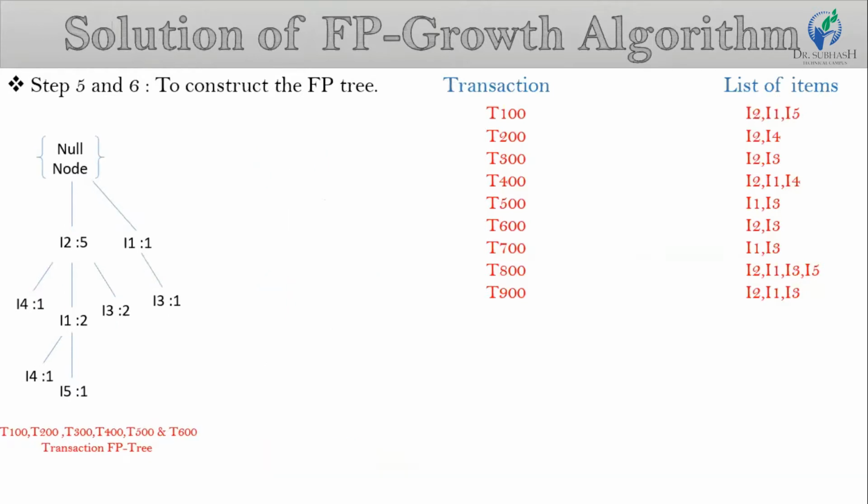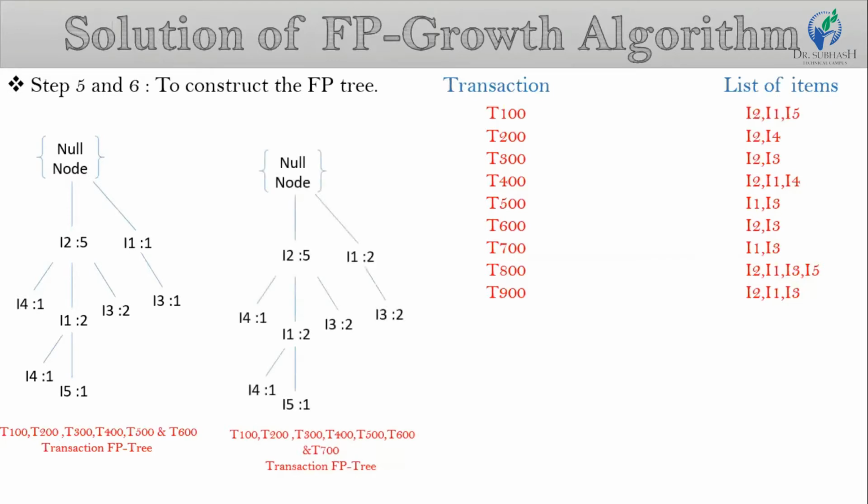Then the next transaction is transaction T700 that contains the items I1 and I3, which would result in a branch where I1 is linked to the root and I3 is linked to I1. Then we increment the count of each item.